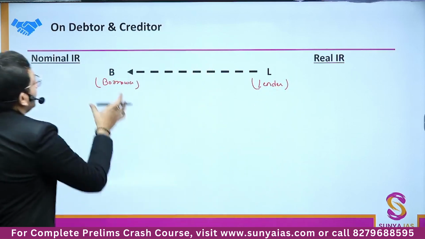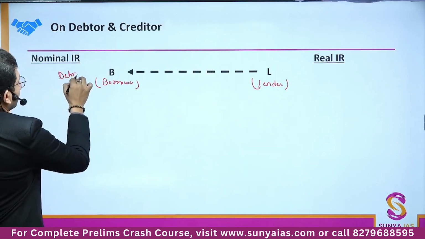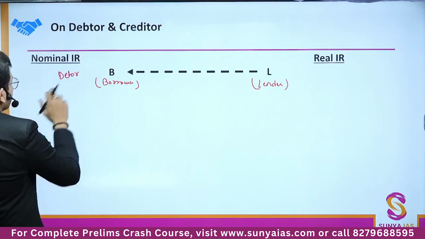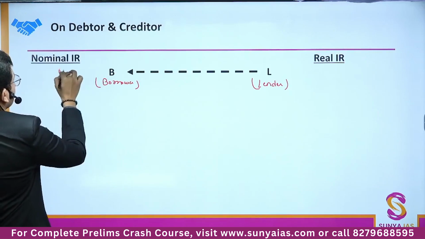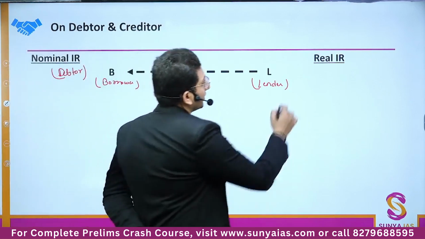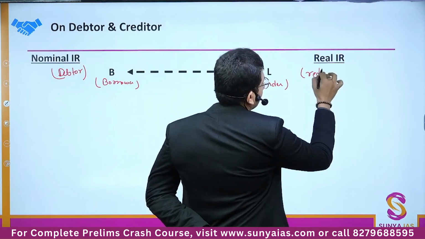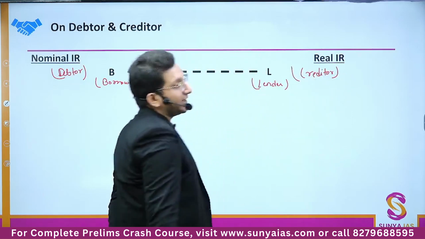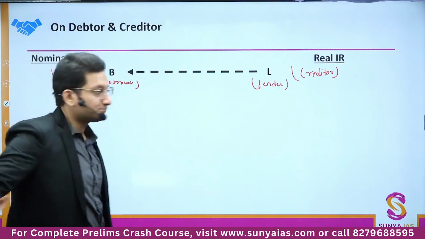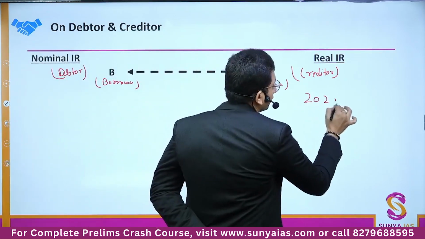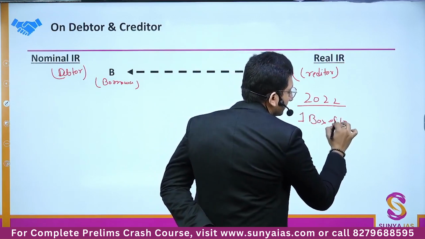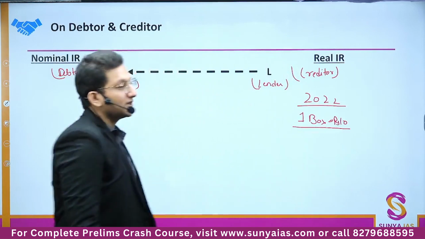ठीक है? Debtor होता है हमारा ये. ये होता है हमारा debtor जो borrow करता है और creditor होता है जो हमारा पैसे को lend करता है. ठीक है. Now let's understand this with the help of example. Suppose कीजिए that in 2022 एक box की कीमत है 10 रुपए. ठीक है, 10 रुपए एक box की कीमत है.